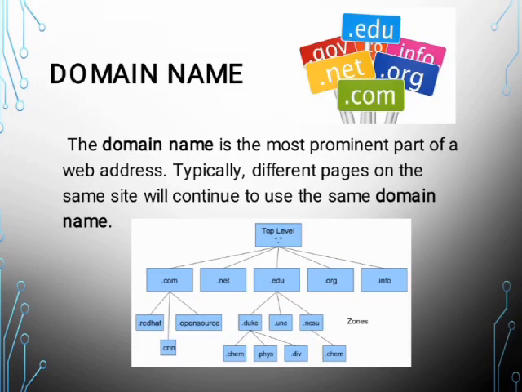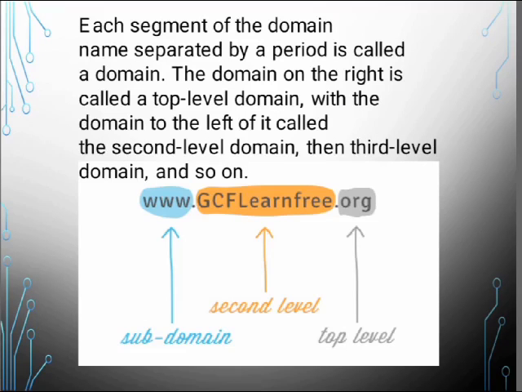So now let's go to the domain name. The domain name is the most prominent part of a web address. Typically, the different pages on the same site will continue to use the same domain name. So the domain name is somehow like the identity of the URL. Now let's go on with this slide. Each segment of the domain name is separated by a period, called a dot. As you can see in the picture, the subdomain is the www, the second level one is the GCF Learn Free, and then the top level is .org, and so on.